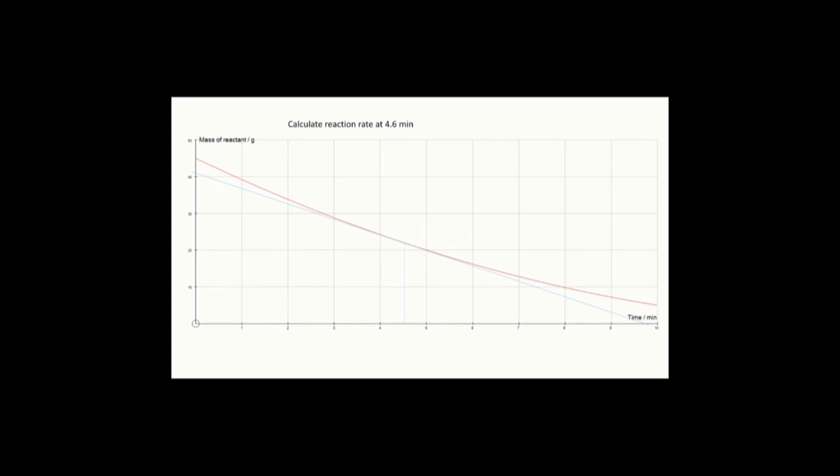And we find that my change in y is 41 grams. And then my change in x is going to be 9.8 minutes. And we therefore have 41 divided by 9.8. That gives us 4.18 grams per minute.